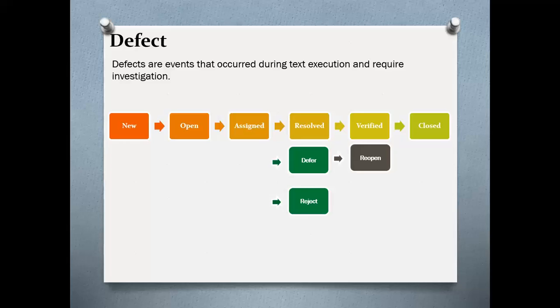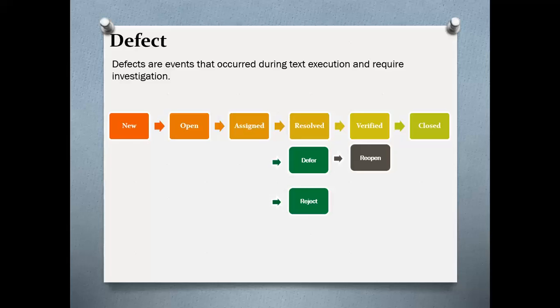Resolved. In this stage, the developer who is assigned to fix the defect makes necessary changes in the code and verifies the changes. After fixing the defect, the developer changes the status of the defect to resolved and passes it to the test team for retesting.